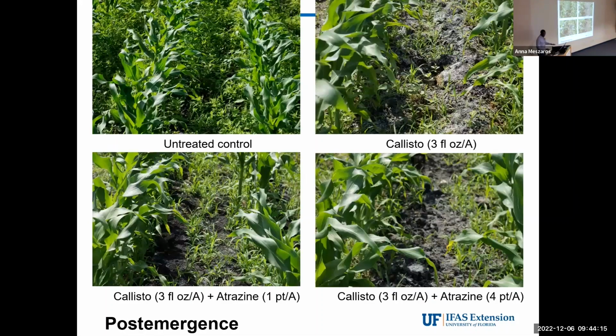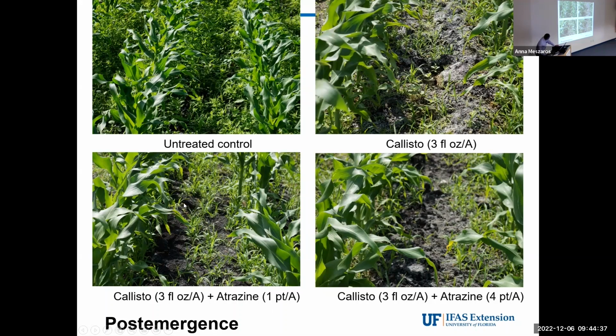And here are some pictures to illustrate some of the herbicides that I just talked about. So Callisto, as I mentioned, is really good for broadleaf weed control. It does not do much on grasses, as you can see here. You see all these grass escapes in the field. And when you mix it with atrazine, you can mix it with atrazine from even as low as 1 pint.